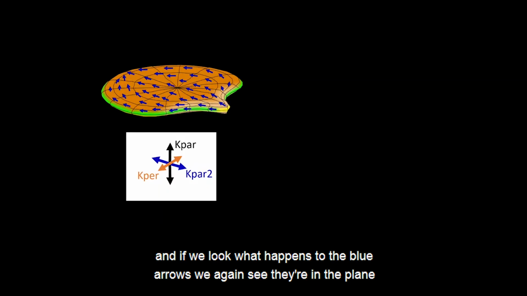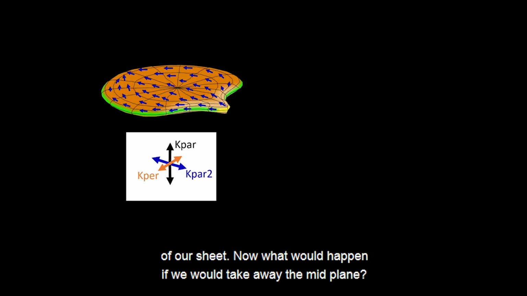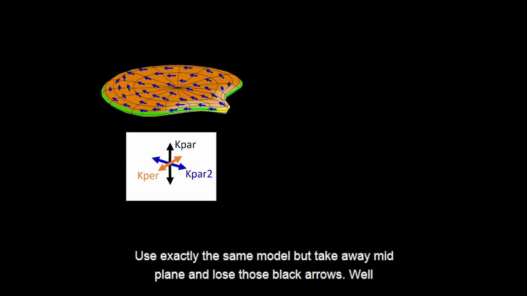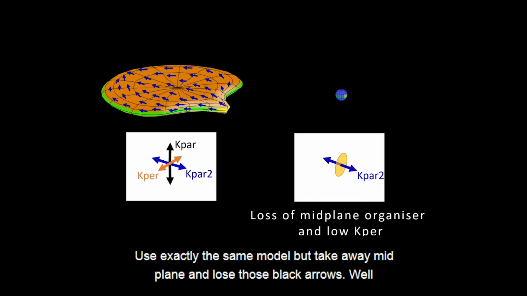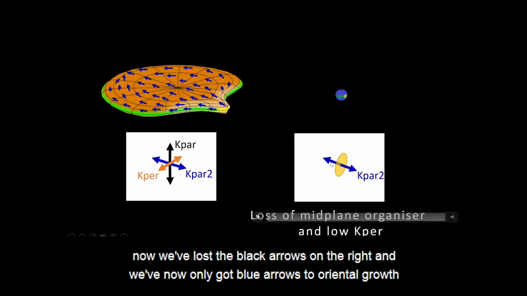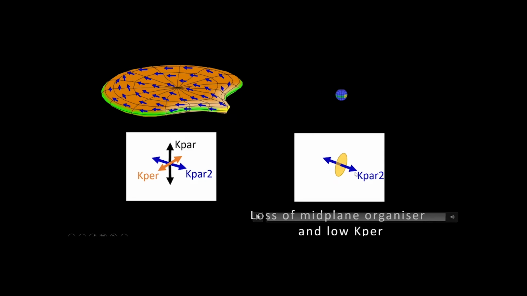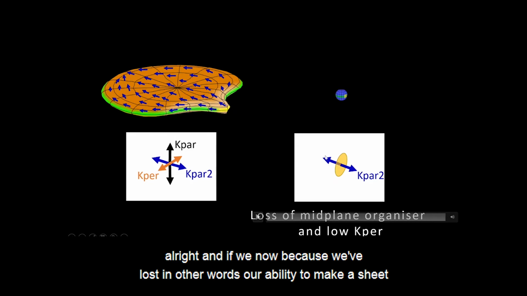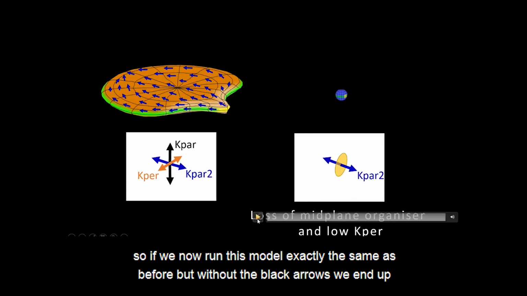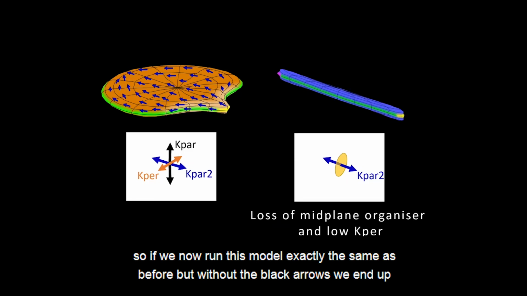And if we look at what happens to the blue arrows, we again see they're in the plane of our sheet. Now, what would happen if we were to take away the midplane? Use exactly the same model, but take away the midplane and lose those black arrows. Okay, well now we've lost the black arrows on the right, and we've now only got the blue arrows to orient our growth. So we've lost, in other words, our ability to make a sheet.